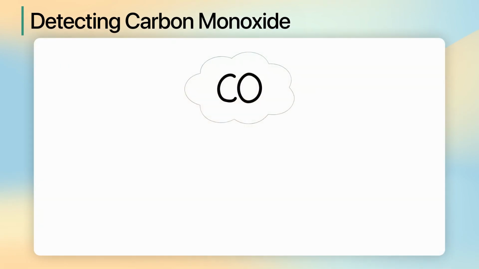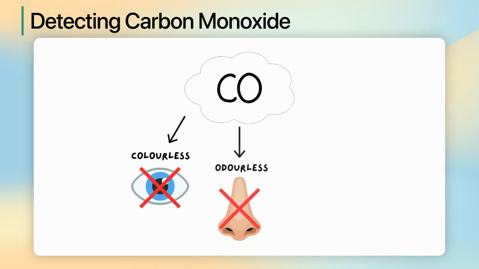Next, let's consider the properties of carbon monoxide that make it so challenging to detect. Unlike many other gases, carbon monoxide is colourless, meaning you cannot see it. Additionally, it has no odour, making it impossible to smell. It also lacks any taste, so it cannot be detected by human senses. Because of these properties, carbon monoxide can easily go unnoticed until individuals begin to exhibit symptoms of poisoning.